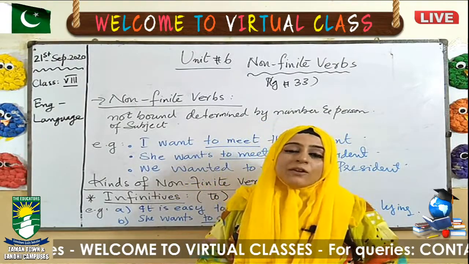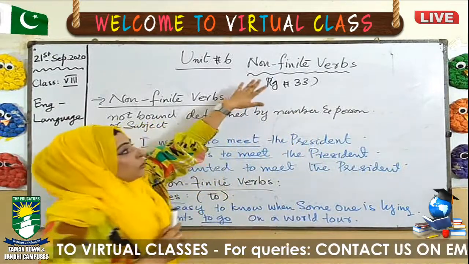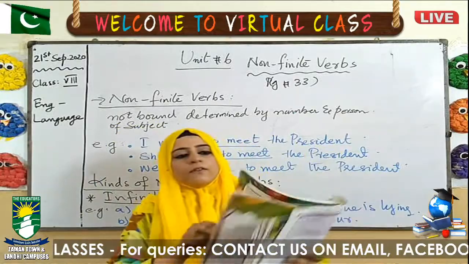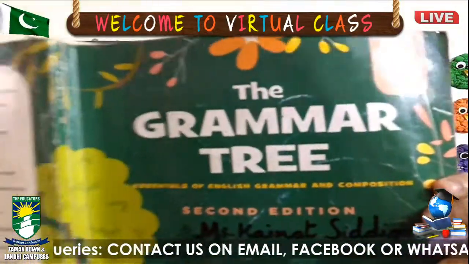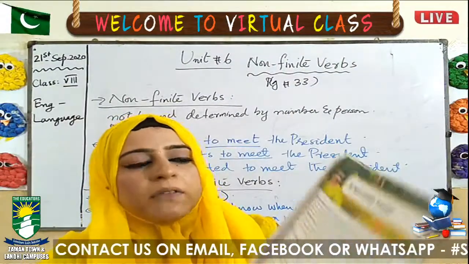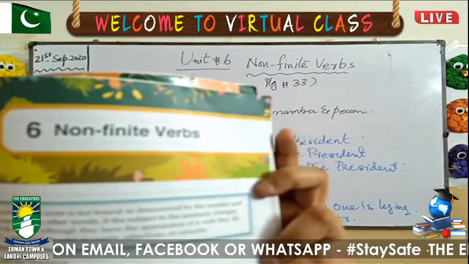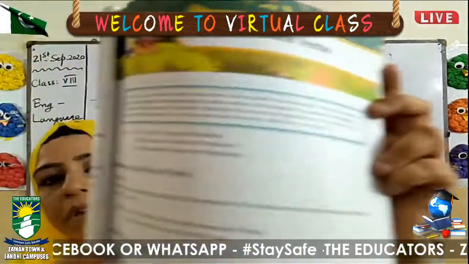Today we are going to start our unit number 6. The title is non-finite verbs, and it's in your book Grammar Tree 8, on page number 33. Page number 33, unit 6, non-finite verbs, and this is page number 33.